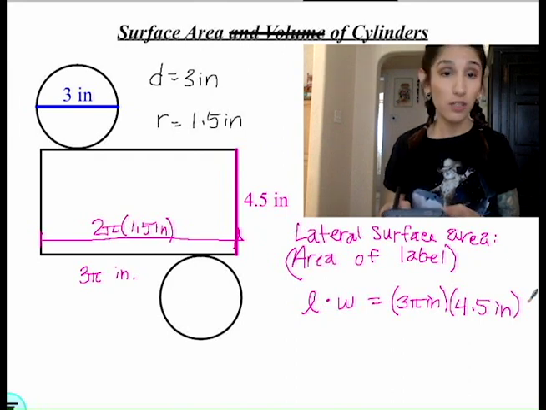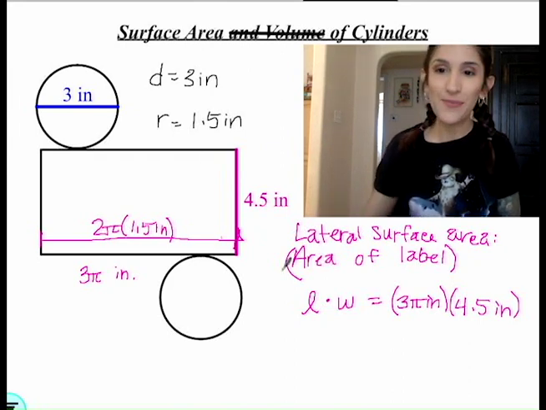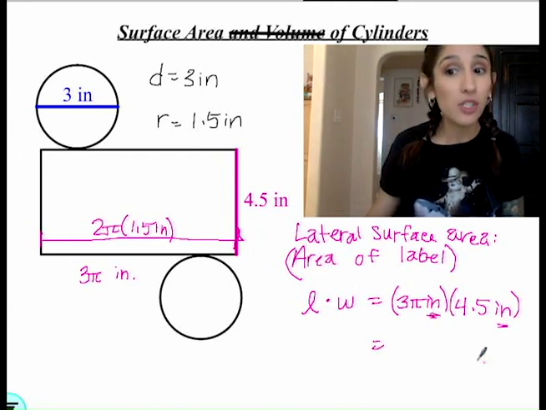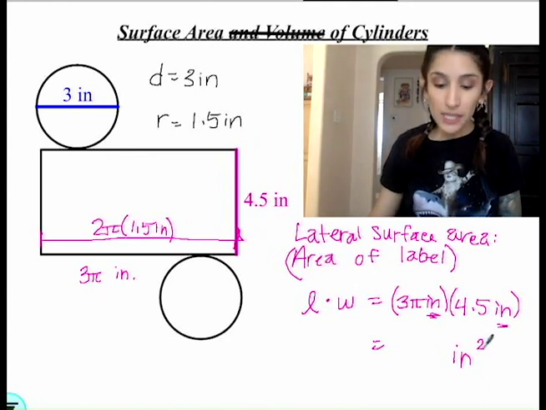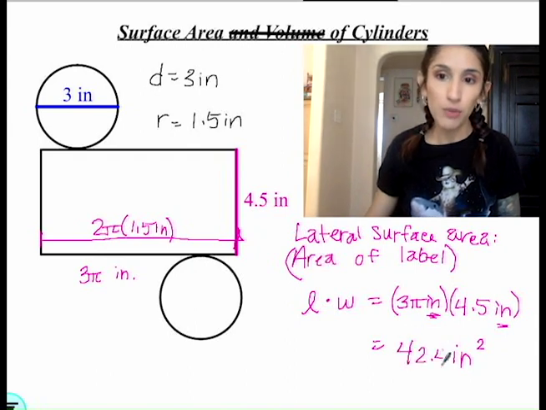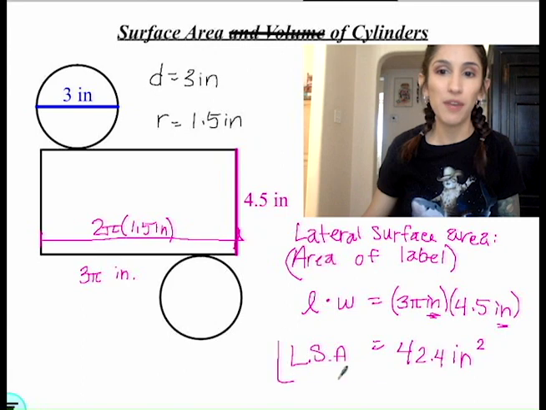I should have done this ahead of time, but it is what it is. So getting an approximation, notice I'm doing inches times inches, so I have square inches now. 3 times pi times 4.5 gives me 42.4. So I'm going to say 42.4 inches squared. That's my lateral surface area. So we'll just abbreviate that for now.